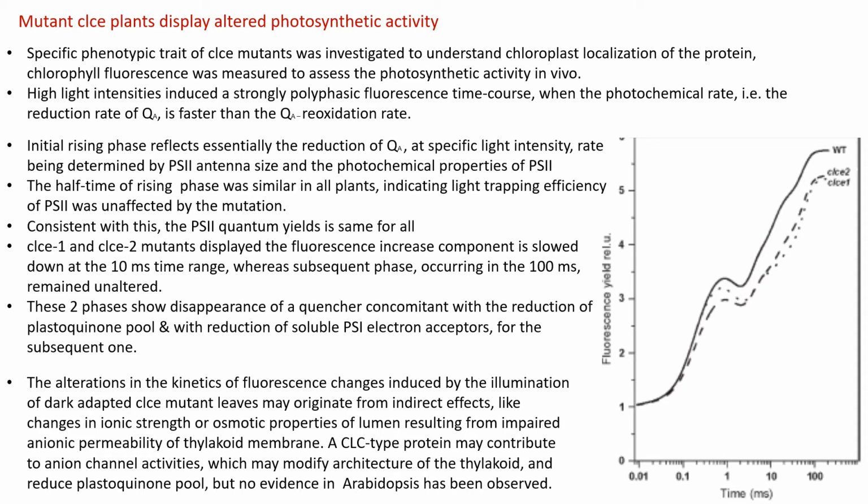However, over time, the mutants displayed a slowed-down fluorescence increase component around the 10 millisecond time range, and around 100 milliseconds it started becoming unaltered. The two phases of slowdown seen were due to the disappearance of the quencher concomitant with the reduction of the plastoquinone pool, and with the reduction of soluble PS1 electron acceptors that are supposed to be there.